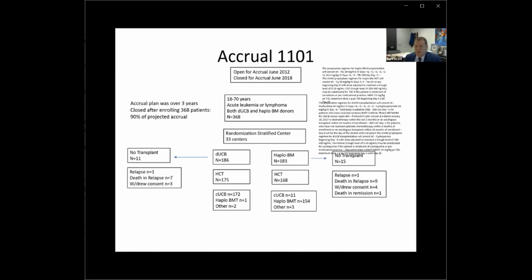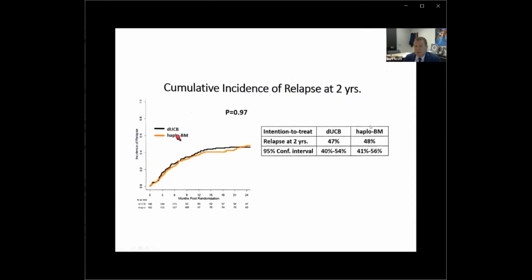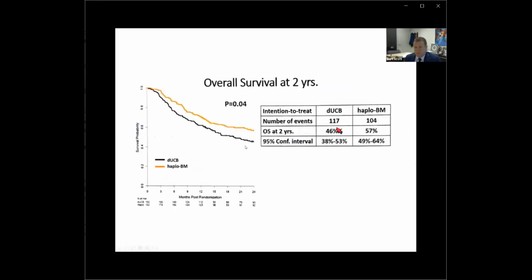Haploidentical is basically referring to a sibling or a mother or a father who's half matched to the patient. So that's what the haplo is. And of course, umbilical cord blood would be cells that are stored from newborn infants. So we take both the placenta and the cord and we store those. So they're stored products. When you look at the relapse incidence at 2 years, it was similar between both.